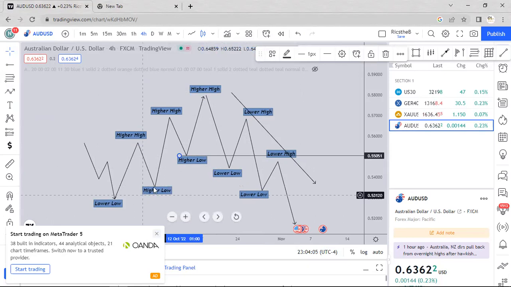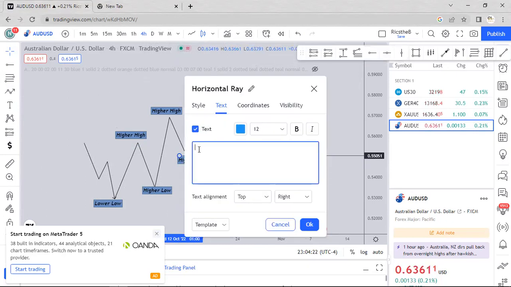Why? We've broken from the structure of an uptrend market where we had higher lows and higher highs, to the structure of a downtrend market where now we have lower lows and lower highs. So right here, this is what we refer to as a break of structure.